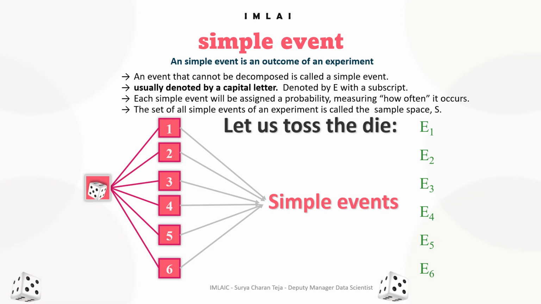Another example is flipping a coin, where the simple events are either getting heads or tails. So in probability theory, the sample space is the set of all possible outcomes of a probability experiment. A simple event is a member of the sample space, and every possible outcome in the sample space is a simple event. That's it. Anyway, we'll be seeing that. Not to worry.